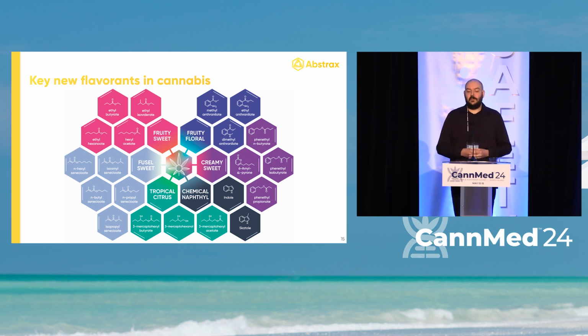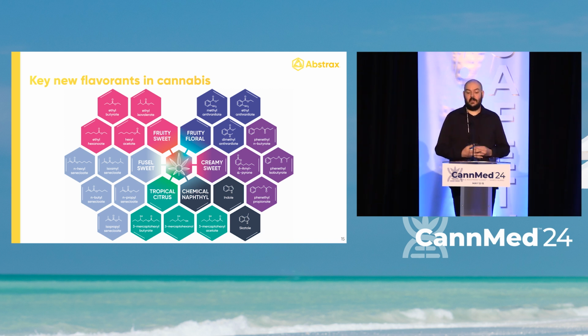And so on the fruity side, fruity floral, you have things like methyl anthranilate, really common, like Concord grape, purple grape soda flavor. Some of the really interesting ones are the creamy sweet compounds, like 6-amyl alpha pyrone, and some of these other compounds in that realm that are purple. These are very much your stone fruit, coconut flavors. Then the nitrogen heterocycles.